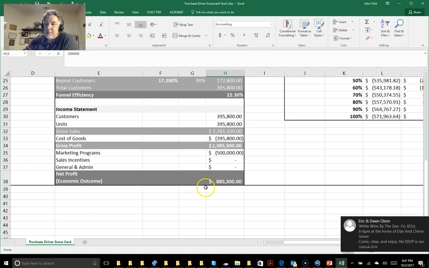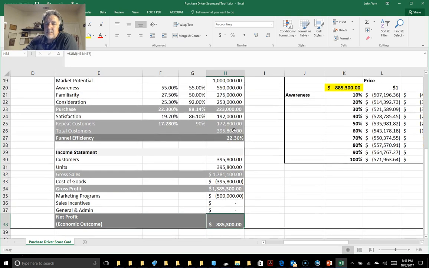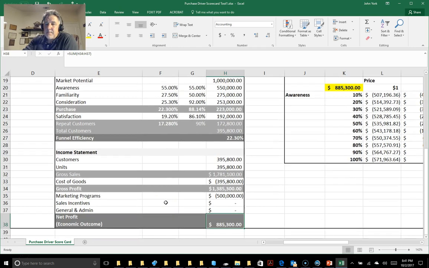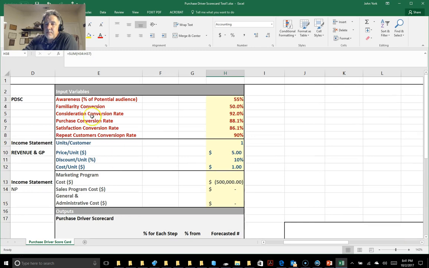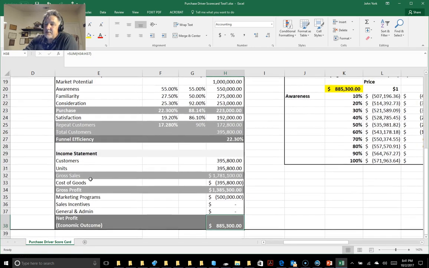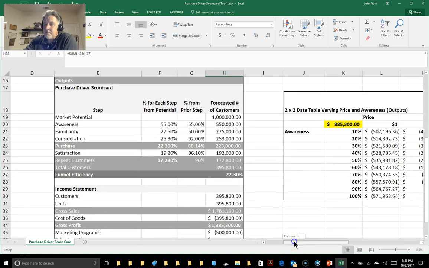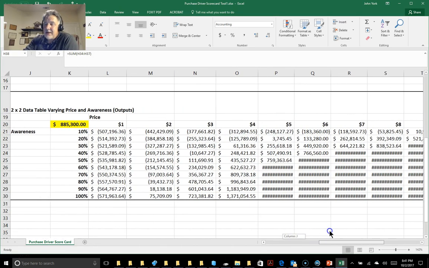If you've done your job properly, the net is going to be that the economic outcome will come from how this table or this output portion is tied back from income statement to the purchase driver scorecard, which ties back to these input variables. Okay, so this is a great way of learning how to do some modeling. And then if you're ambitious enough, I'll throw this out as well, a 2x2 table.